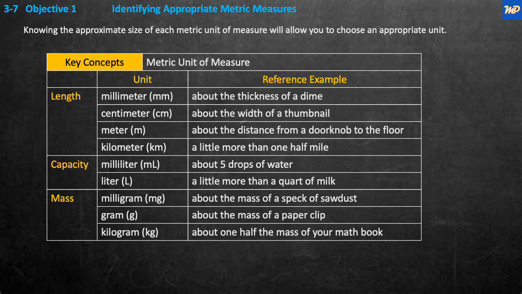Okay? And for mass, that's equivalent in our thinking to weight. Milligrams, milli means a thousandth, a thousandth of a gram is about a speck of sawdust. A gram is about the mass of a paper clip. A kilogram is about one half the measure of your math book. So you take the weight of your math book and it's about half that. That's what they're calling a kilogram. A kilogram is actually 2.2 pounds. Okay, so there we have it.